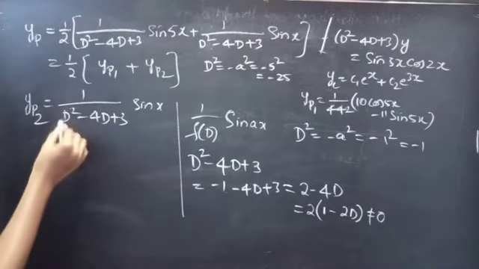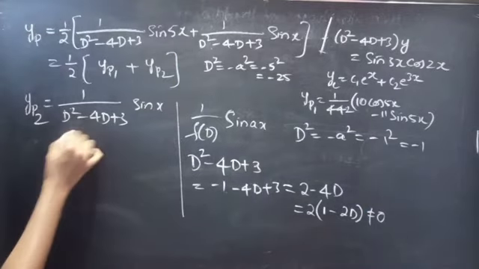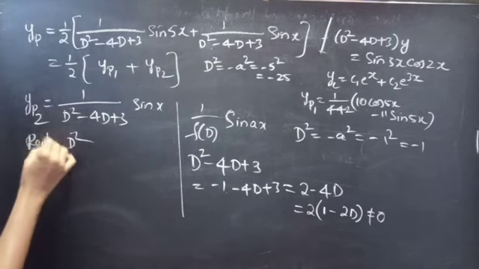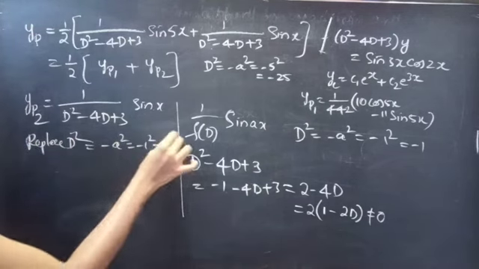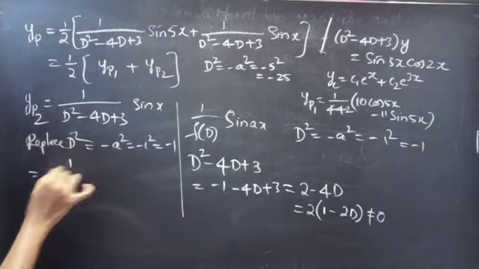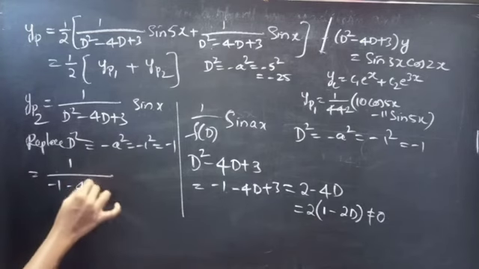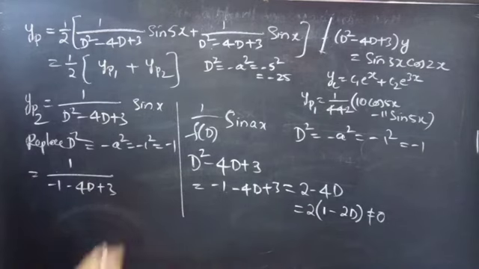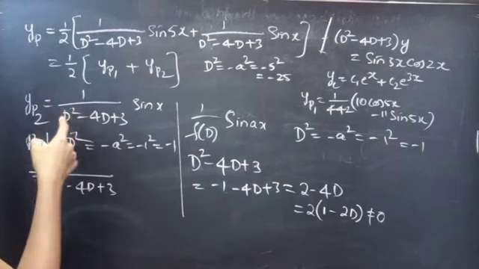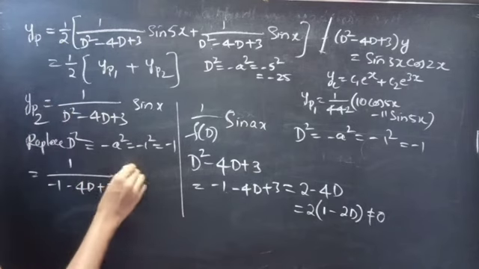So now we can replace d square by minus a square, which is equal to minus 1 square equals minus 1. Then this becomes 1 by minus 1 minus 4d. Again, we'll write the same steps, okay? Here we are just checking whether we are getting equal to 0 or not equal to 0 after replacing d square by minus 1 in the denominator.